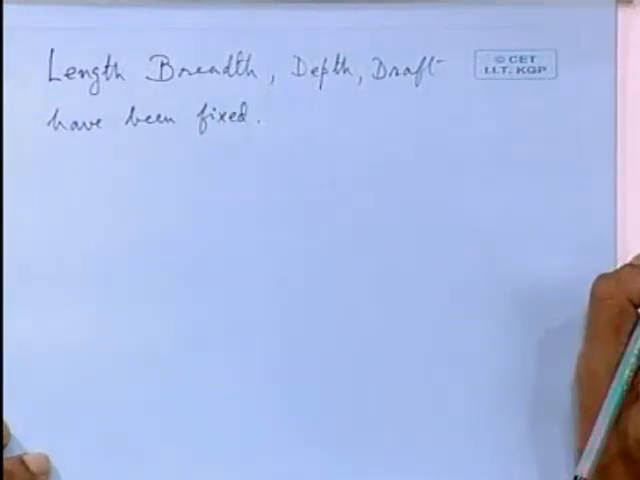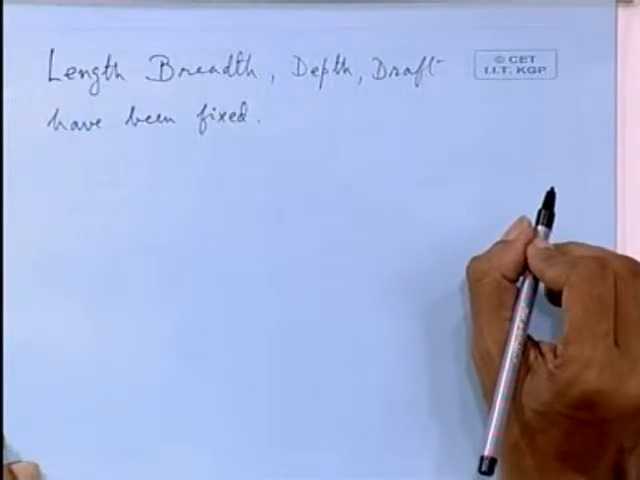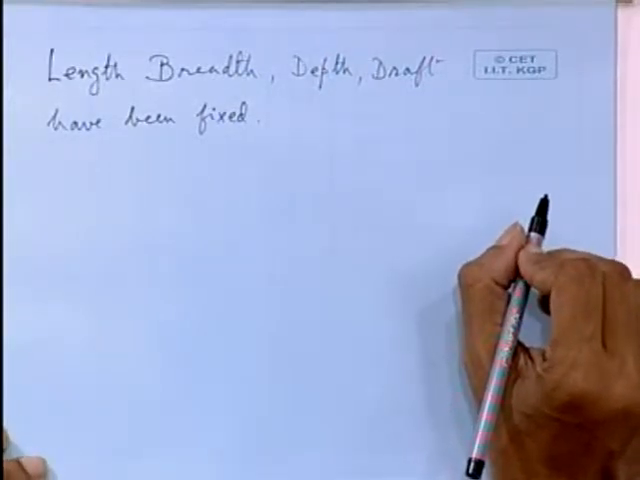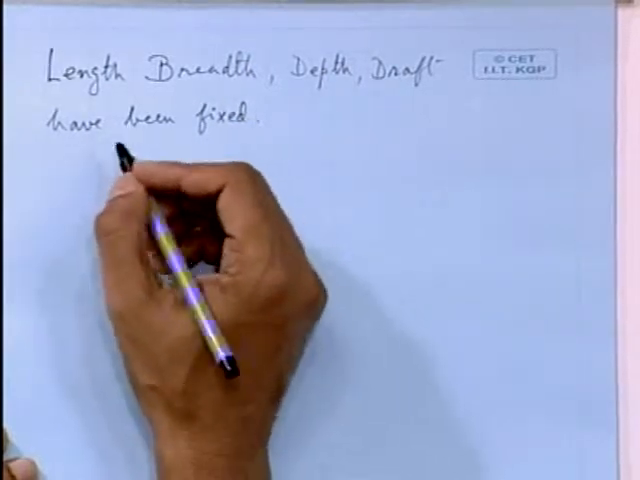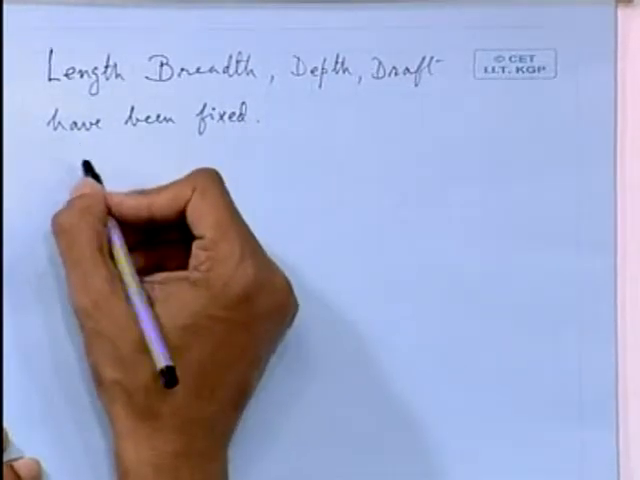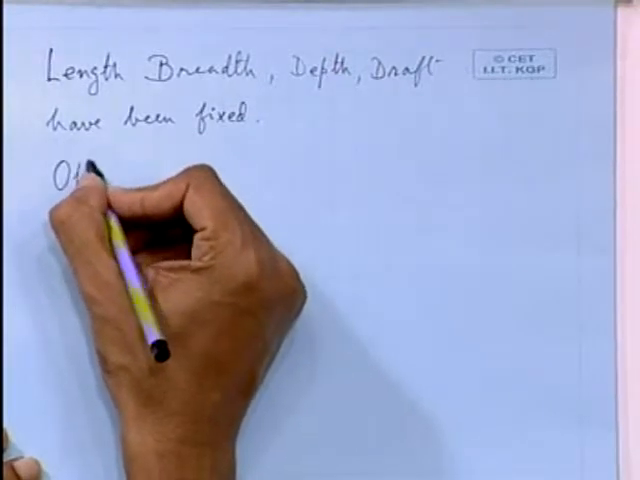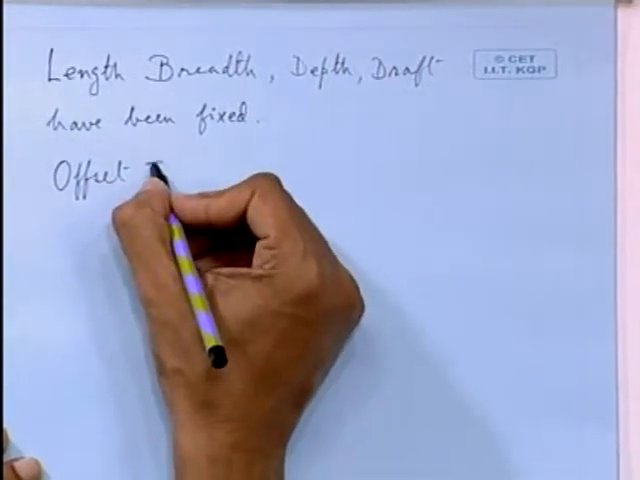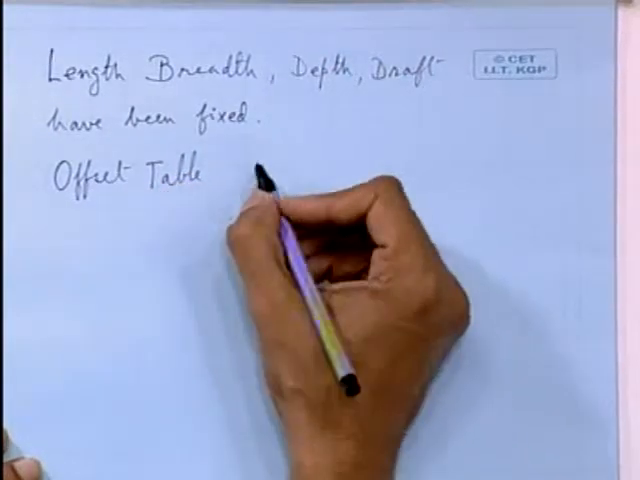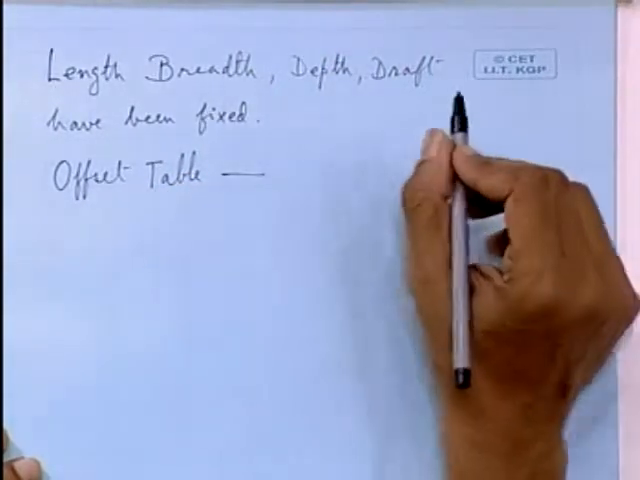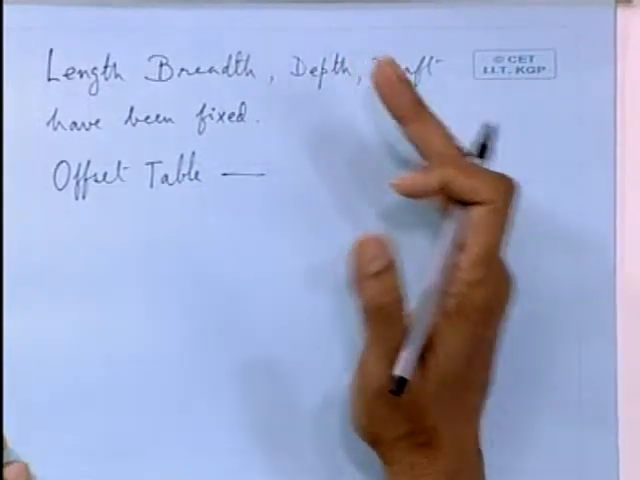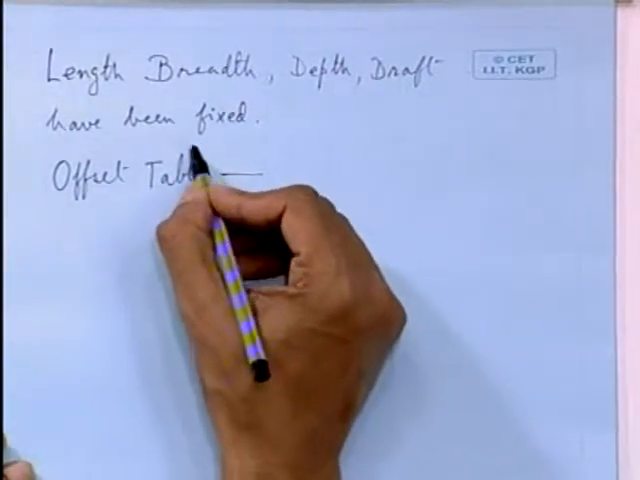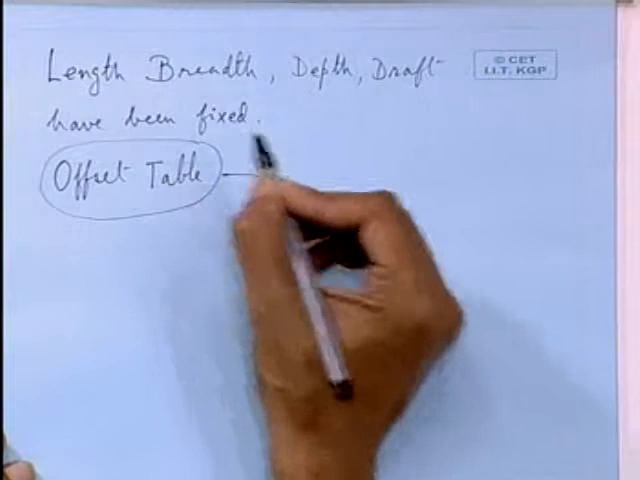With such scanty information, you cannot draw the ship because of the changes in curvature of the hull. There are certain definite changes. So normally when one draws the lines plan, you take help of what is called the offset table. I will come back to this later on. Now this offset table gives you the breadths at a certain height above the baseline and also at different stations along the ship. Now this offset table is used for making the lines drawing.